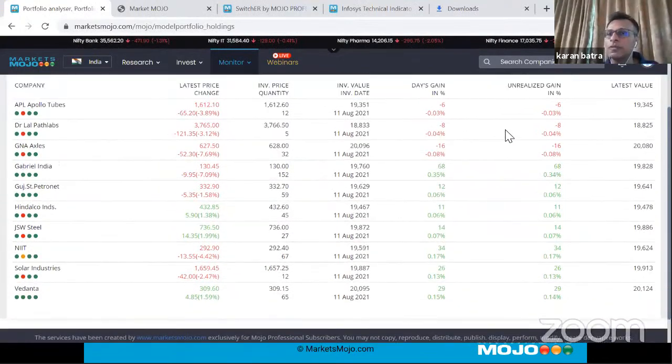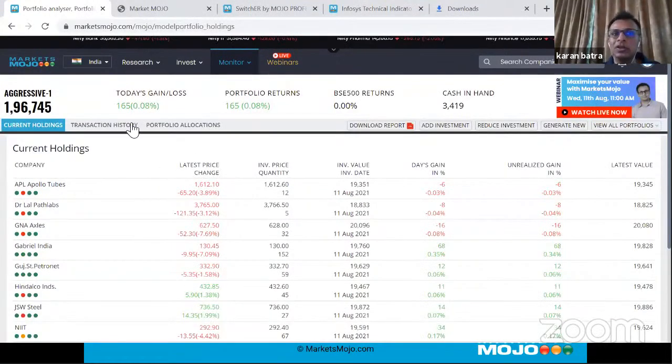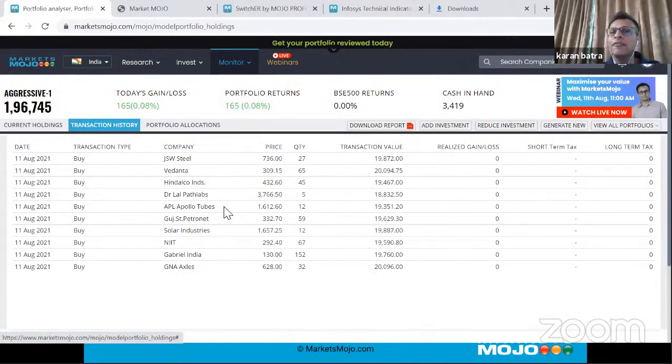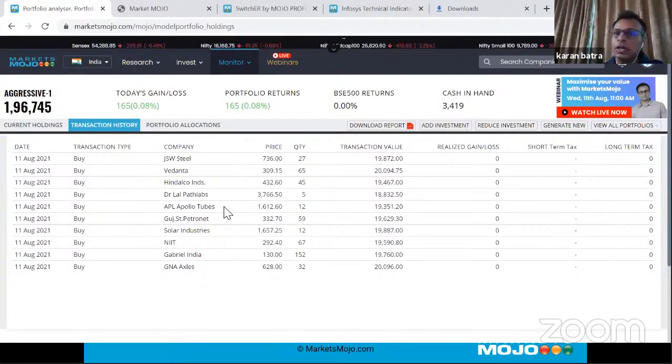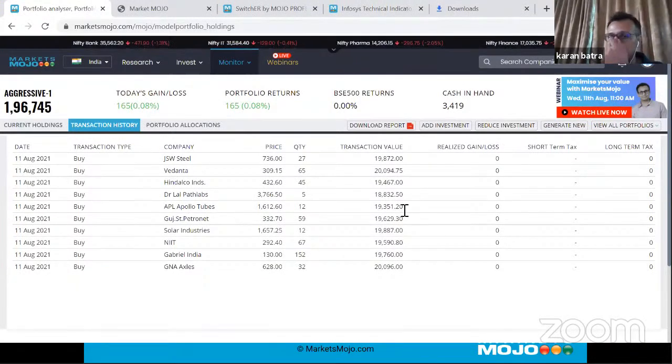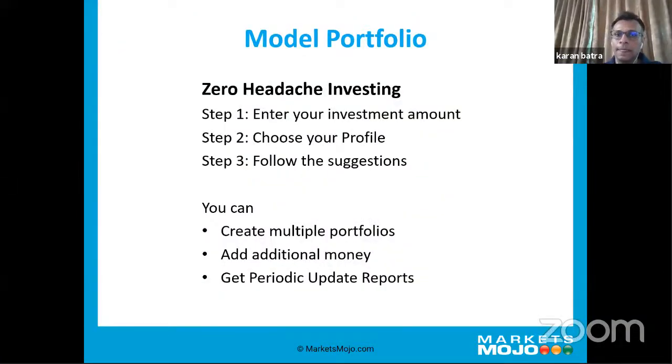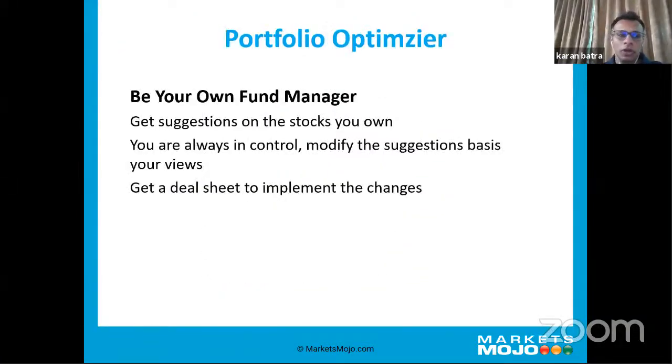You can add or remove investment in this portfolio itself, and you can also see transaction history. Whenever there is a change, we'll alert you via email, via app notification, and via this website notification. You get an alert of if a change has to be made, why the change has to be made, and what is the alternate stock that you can get into. So model portfolio is to create a new portfolio.